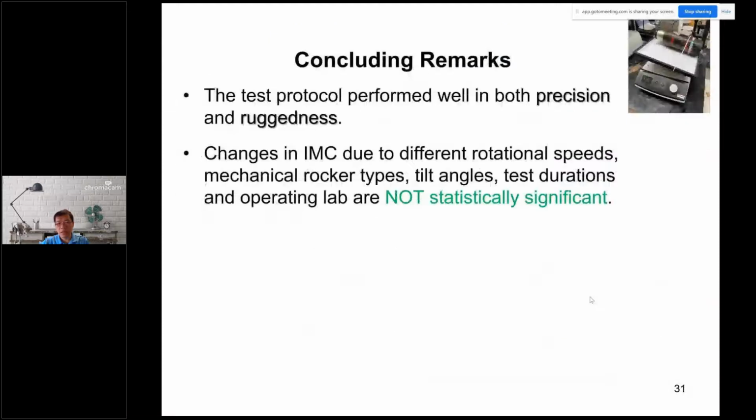So to conclude, we would say that the test protocol performed well in both precision and ruggedness, even though, as I mentioned earlier, there's a little bit of concern about the cross-lab variability. And the changes in ice melting capacity due to different rotational speeds, mechanical rocker types, tilt angles, test durations, and operating lab are not statistically significant, especially if you look at the reported value, which is an average value, not the individual 5 data points.